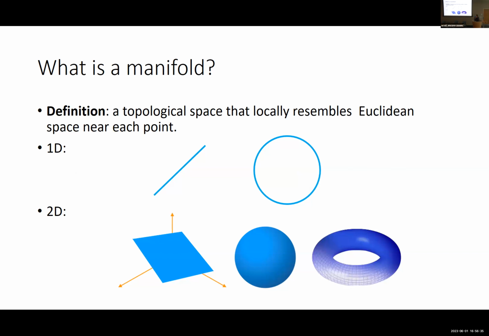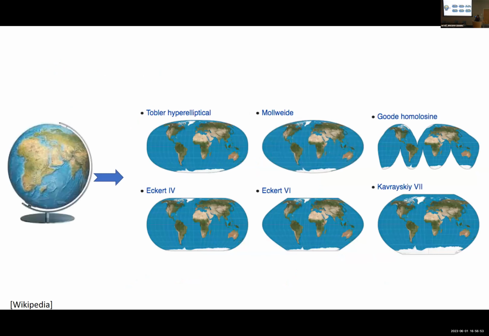So what is a manifold? Just very briefly, it's a topological space that locally resembles Euclidean space near each point, and in one dimension, this is a line or a circle, and in 2D, this is a plane, or the surface of a sphere, or the surface of a torus. And the example that I like to use a lot is the surface of the Earth is a manifold.